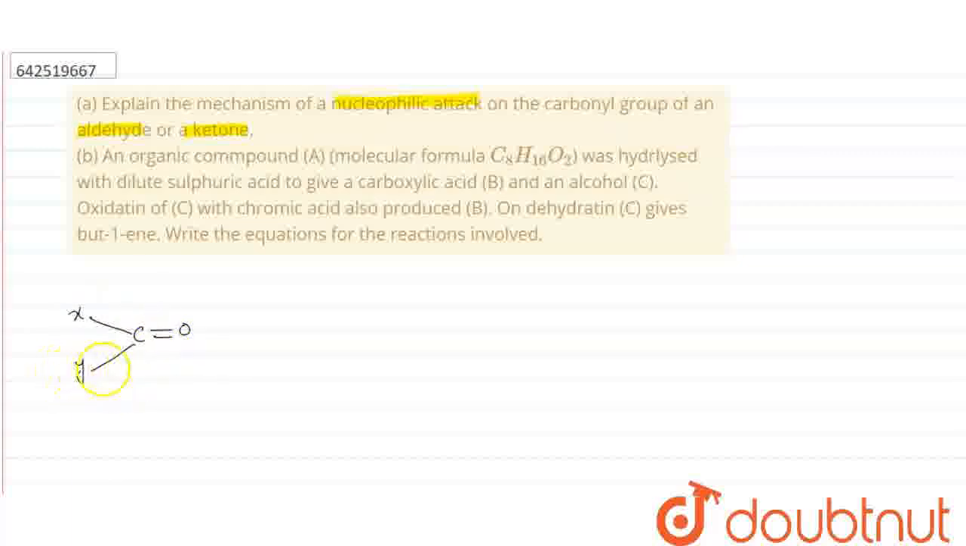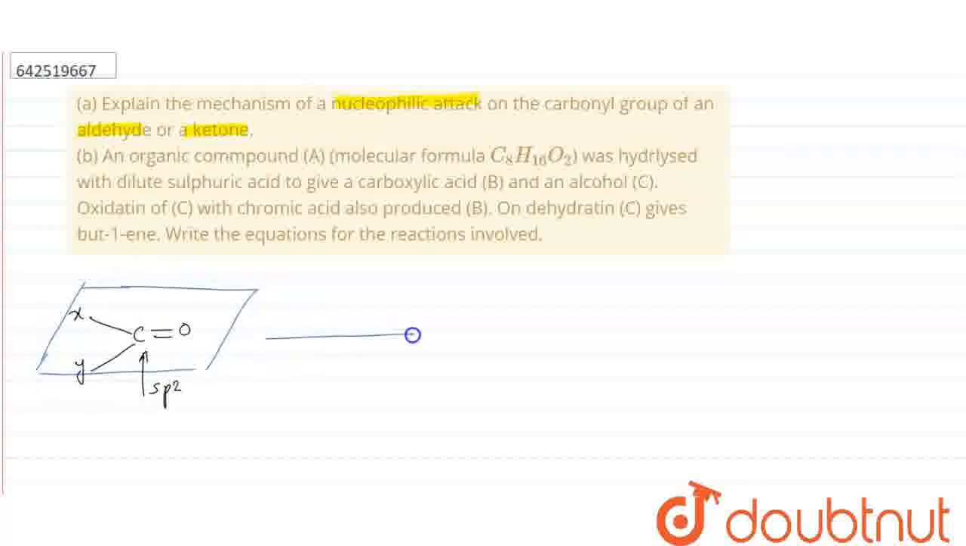Okay. If Y will be an alkyl group, then it will be a ketone, and if Y will be hydrogen, then it will be an aldehyde. Okay. So this is sp2 carbon. Okay. So this molecule will lie in a plane.